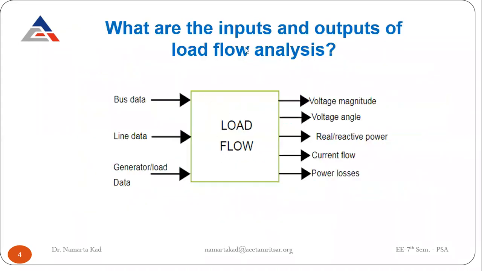Now, what are the inputs and outputs of the load flow analysis? For any load flow analysis, firstly, the different types of inputs we require are bus data, that is, how many buses are there in that system, 4 bus system or 5 bus system or 10 bus system and so on. Then line data. Line data means the resistance, inductance, impedance of the particular transmission line that is connecting the two buses. That is the information about R, X, Z, and so on.